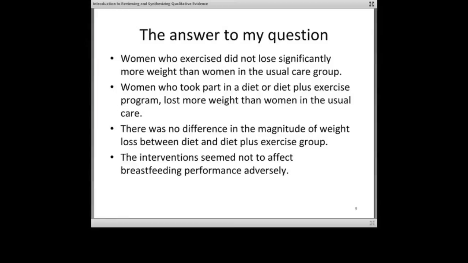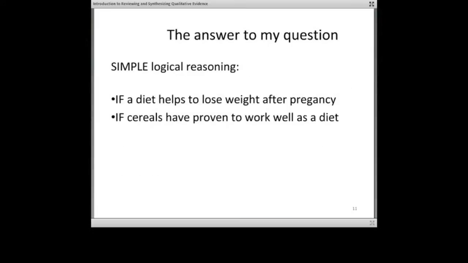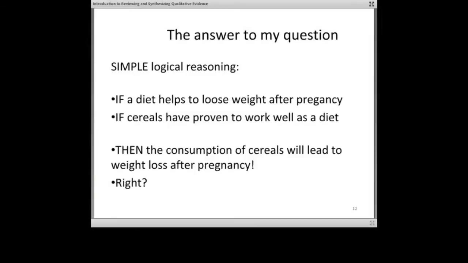And the intervention seemed not to affect breastfeeding performance adversely, and I thought that was a very important trigger for me. So I found this study in the Journal of the American College of Nutrition stating that those who ate cereals were lower in weight compared to those who ate meat and eggs, bread, or even skipped breakfast. And so my simple logical reasoning actually was that if a diet helps to lose weight after pregnancy, and if cereals have proven to work well as a diet, then actually the consumption of those cereals should lead to weight loss after my pregnancy, right?